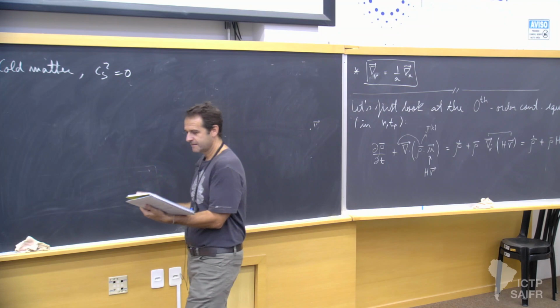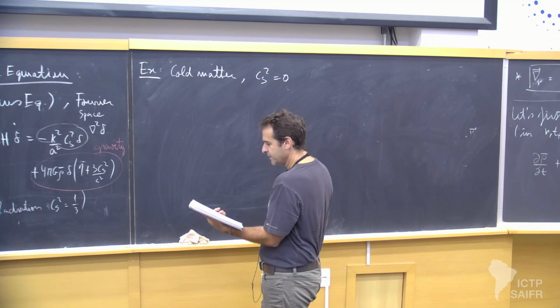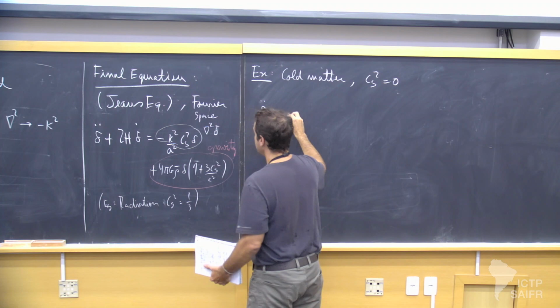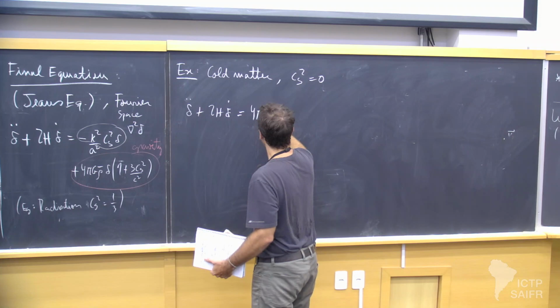So we can consider this to be small in this case here. So what is going to happen here? We're going to have an equation which is like this: 2H delta dot is equal to 4 pi G rho bar delta. Okay, so this is delta for cold matter.